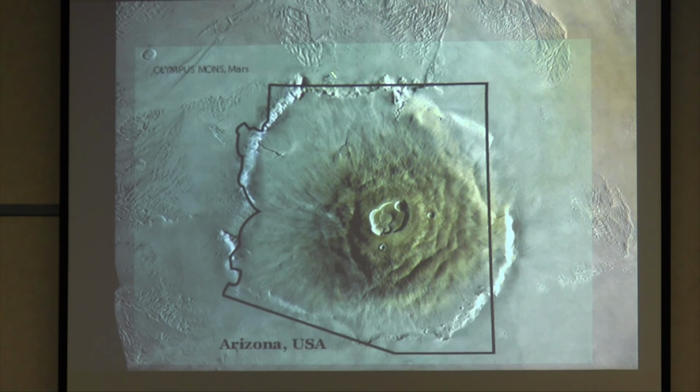So we think about the Grand Canyon being big there. We talk about Valles Marineris being much bigger. Well, we've got volcanoes the size of an entire state on Mars. And if you look at it in profile, how does it compare to Mount Everest?